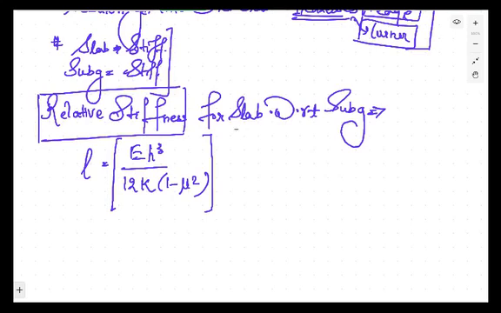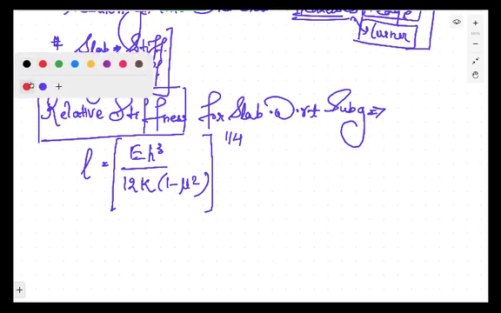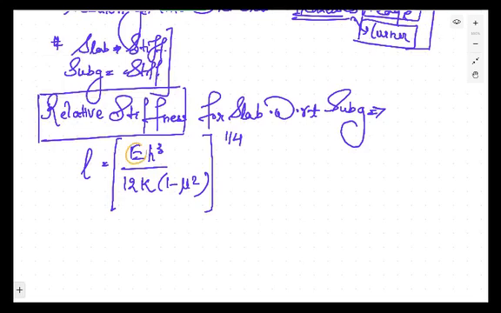The whole of this to the power 1 by 4. Here E is the Young's modulus of the subgrade. H is the thickness of the pavement. K, you know, is the modulus of subgrade reaction, and mu is the Poisson's ratio. When you apply all these relations, you will get a relative stiffness term in centimeters, which is the stiffness of the slab with respect to the subgrade, because slab is also stiff, subgrade is also stiff. When the slab tries to deflect, the stiffness of the subgrade will try to prevent that particular deflection. That's why the relative stiffness term is defined.